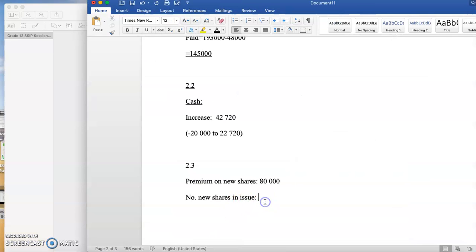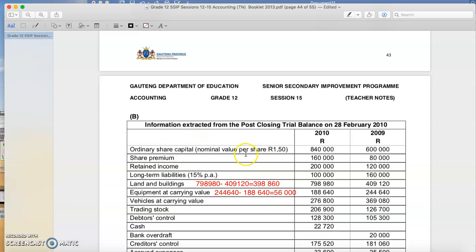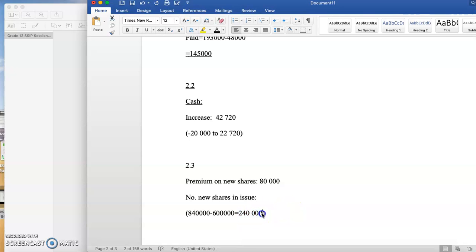So let me see, I don't know if you're following. Okay, I said 840,000 minus 600,000 and I got 240,000. Now this is not the number of shares in issue. This is the ordinary share capital. In order to calculate the shares, we have to divide it by 1 Rand 50, because remember, this is, once again, ordinary share capital. So we need to say 240,000 divided by 1 Rand 50.